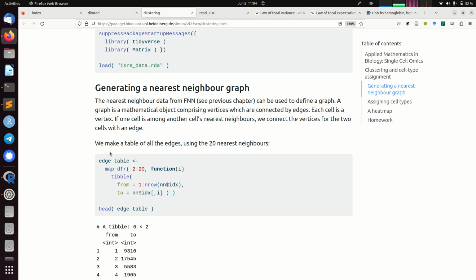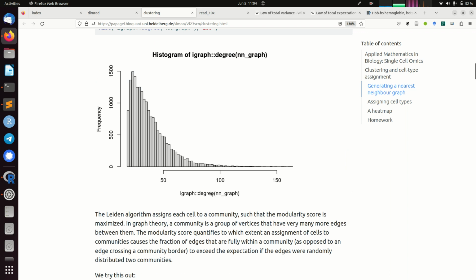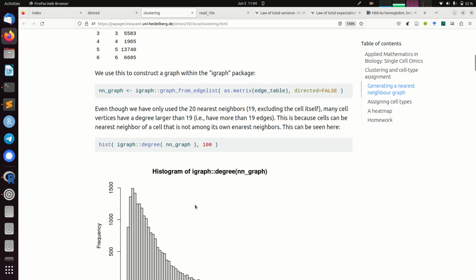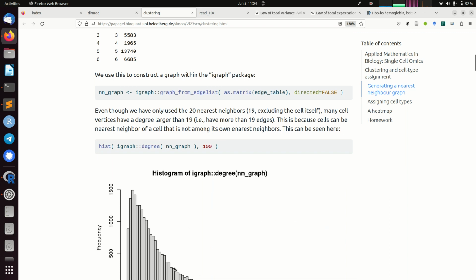We assume that, remember, before we had this long vector of counts for each cell, now we have pulled down this long vector of counts to a shorter vector of maybe 30 principal component dimensions, and we take the Euclidean distance between these to find out for each cell which cells are similar to them. And then we made this graph where we connected each cell with its 20 nearest neighbors.